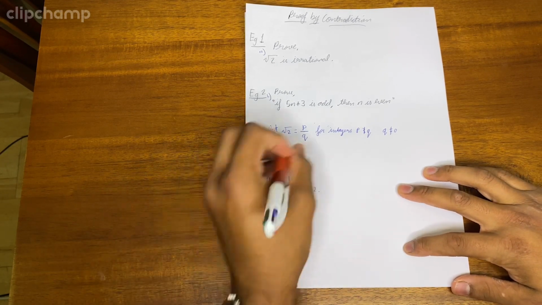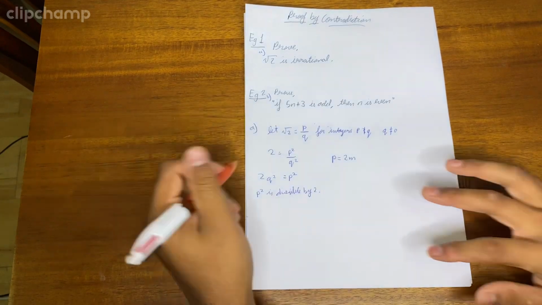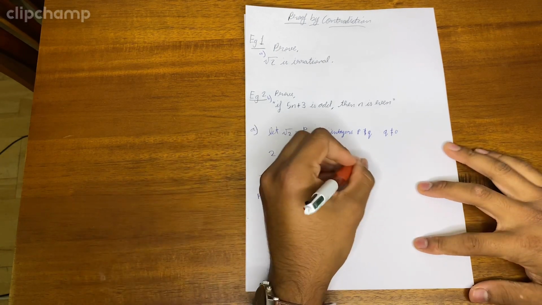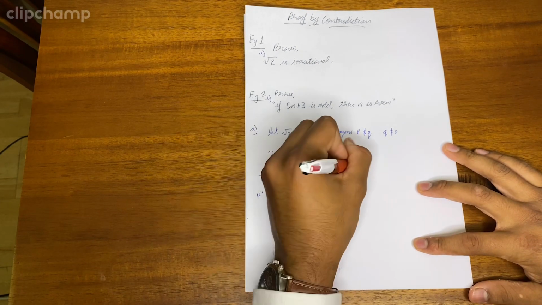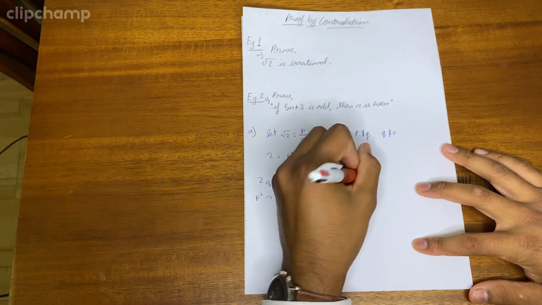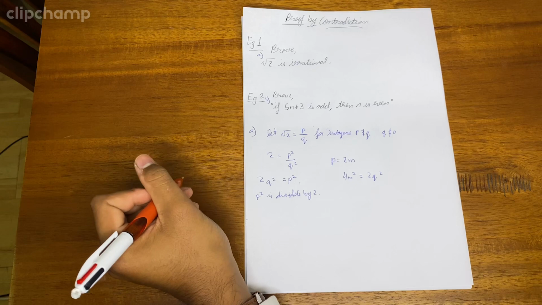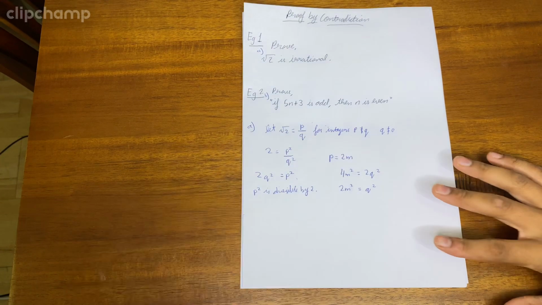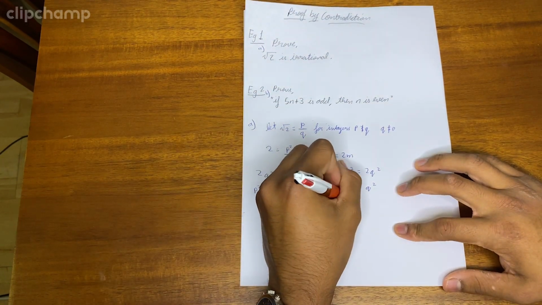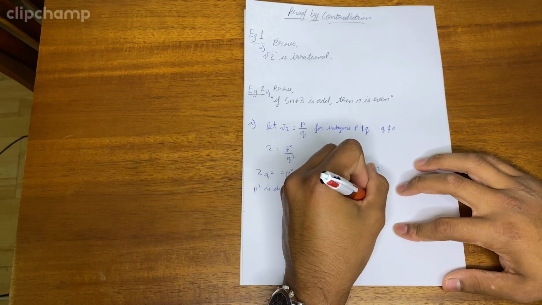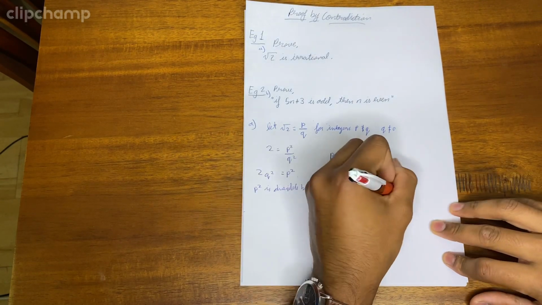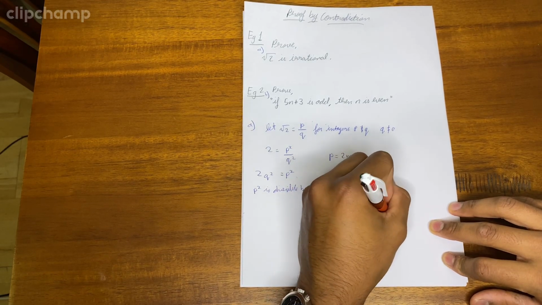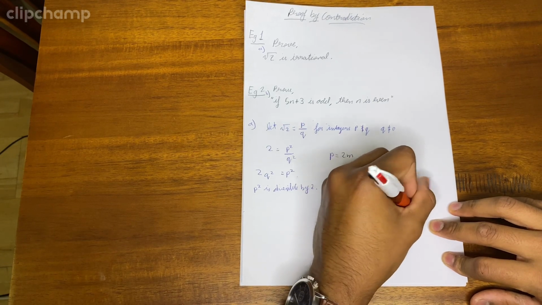So we can then denote p equals 2m, for some integer m. Substitute this into the equation right here. We then get 4m squared equals 2q squared, so 2m squared equals q squared. Again, if q squared is divisible by 2, then q is also divisible by 2.